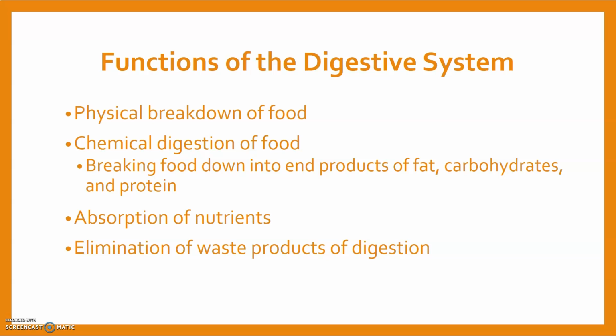Then you have the absorption of nutrients. After food is digested, it is absorbed. This means that it moves from the small intestine into blood and lymph. And absorption is so important because cells must get nutrients like amino acids, glucose, and fatty acids in order to function and survive. And then the last function of the digestive system is the elimination of waste products of digestion. These waste products are things that your body is not using, and so your body needs to get rid of them.